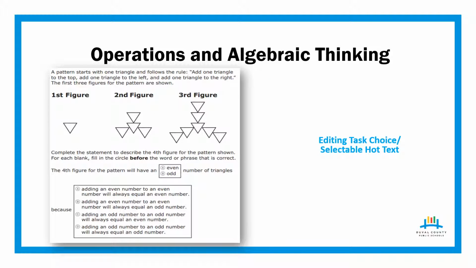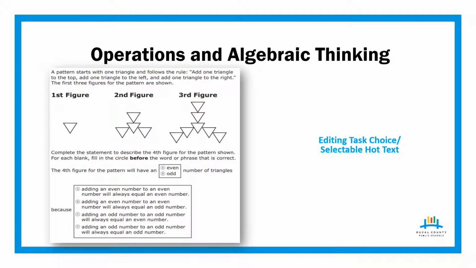This example is an editing task choice item that requires a selection of a word or phrase to complete the response. Let's take a look at the problem. A pattern starts with one triangle and follows the rule: add one triangle to the top, add one triangle to the left, and add one triangle to the right. The first 3 figures of the pattern are shown. Complete the statement to describe the 4th figure for the pattern shown. For each blank, fill in the circle before the word or phrase that is correct.